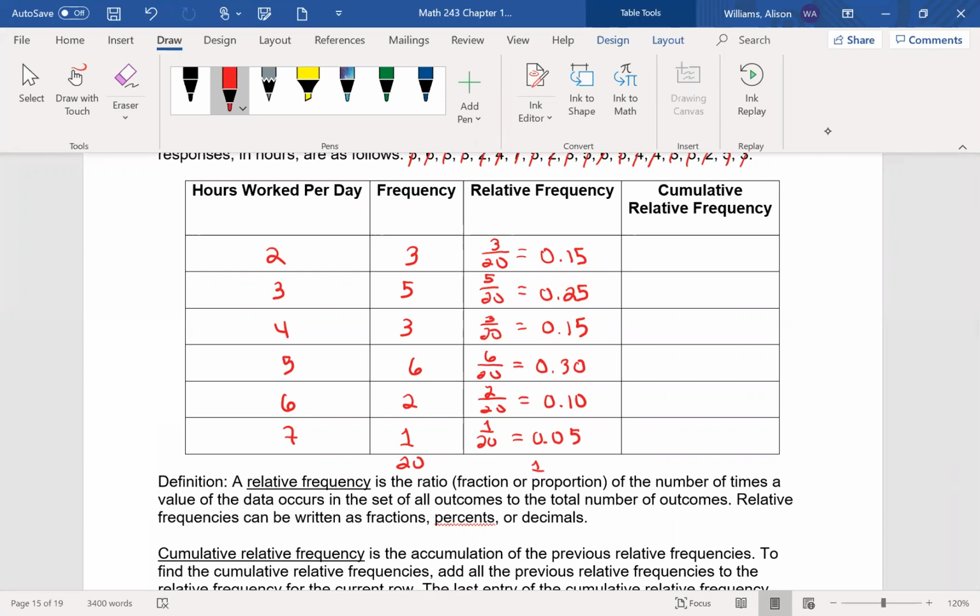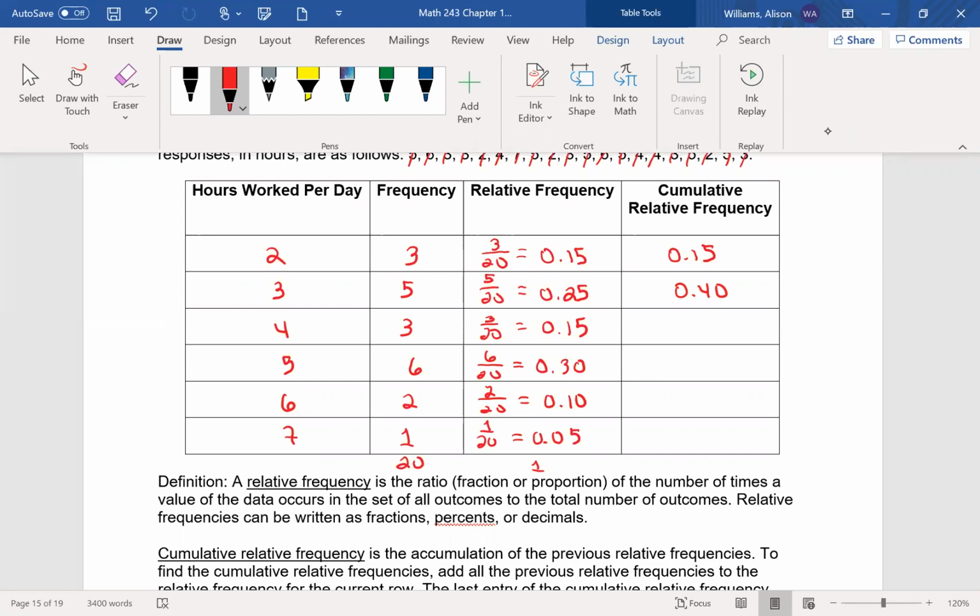So for the first data row, 2 hours worked, it would still be 15% or 0.15. But when you're talking about 3 hours worked, I'm going to take that 0.15 and add it to the 0.25 that I have here in the relative frequency column. So I'm going to be adding those two together to get 0.40, which represents that 40% of the data is less than 3 hours, or 3 hours worked per day or less.